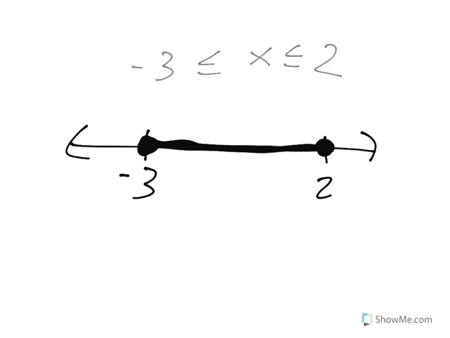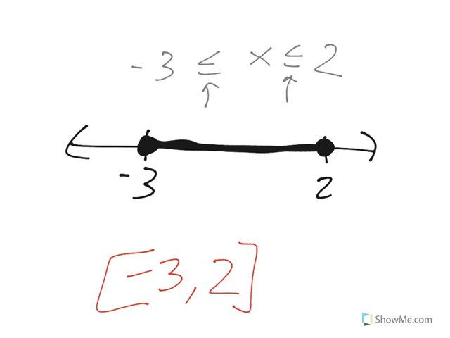Because we have equal signs with both of these inequalities, each one has a solid circle. In interval notation, bracket, -3. That's where we start on the left. We go to 2 on the right and we stop, bracket. So that's when you would have two brackets.